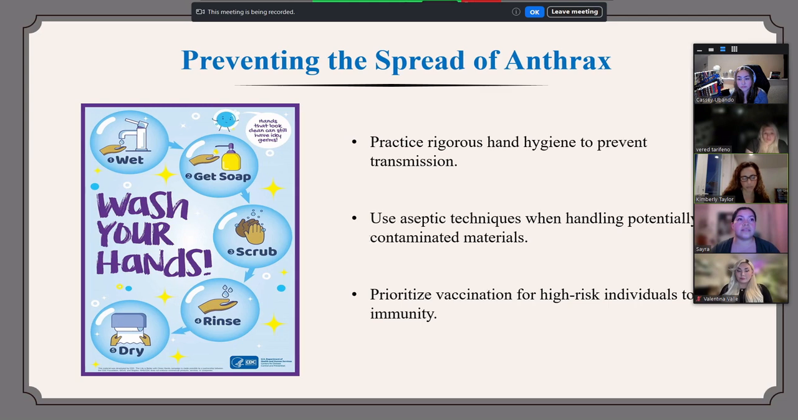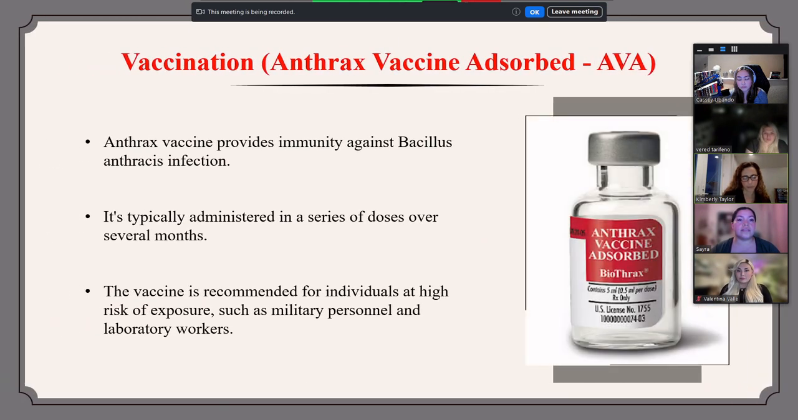On my next slide, vaccination, specifically anthrax vaccine absorbed, or AVA, induces protective immunity against Bacillus anthracis antigens, offering long-term protection against anthrax infections in high-risk individuals.